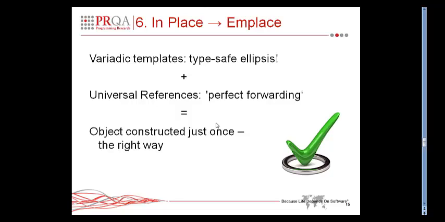Variadic templates are basically a type-safe ellipsis parameter. They allow many cases, but a basic usage is where a function can have a variable number of parameters passed in, all type safe, all with the correct type. A special version of rvalue references, which has become known as universal references, allows for perfect forwarding. And these features together provide that objects can be constructed just once, but constructed in the right way. So I'm going to give you an example of this using shared pointer.